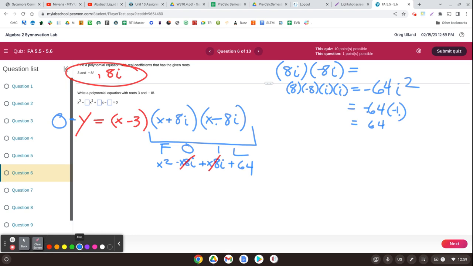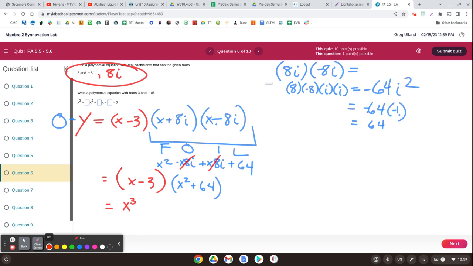So our blue is just x squared plus 64. And now we're left to multiply that by x minus 3. So what do you think we got to do again? We have to FOIL. We got to FOIL again. What's x times x squared? X to the power of 3. X cubed. Very good. Outside, x times 64.